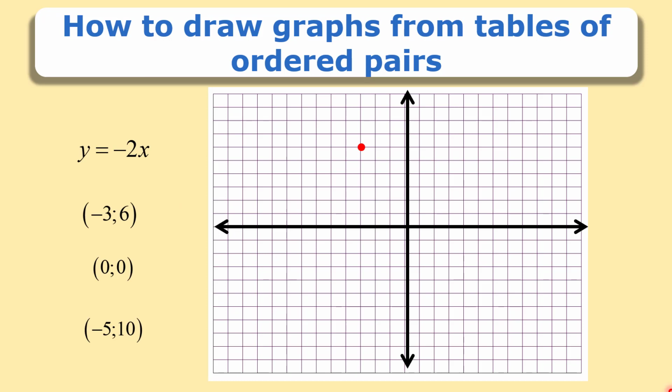Let's plot the points. -3, 6; 0, 0; and x is -5, y is 10. Therefore, the line also slopes down to the right. Notice the coefficient of x is negative. Notice there's no constant value there and the line goes through the origin.